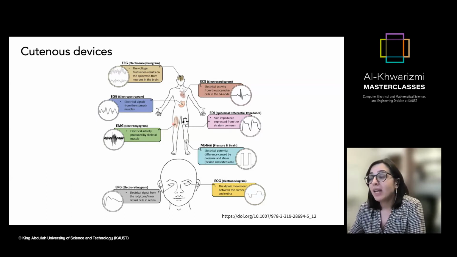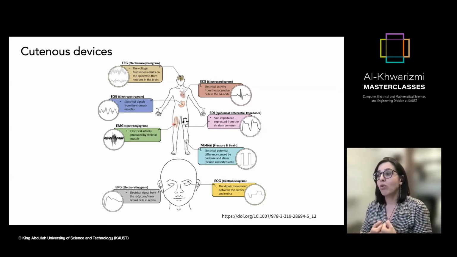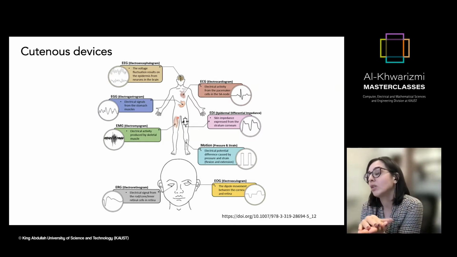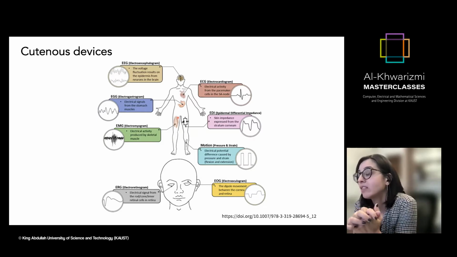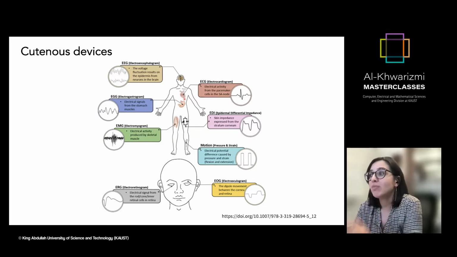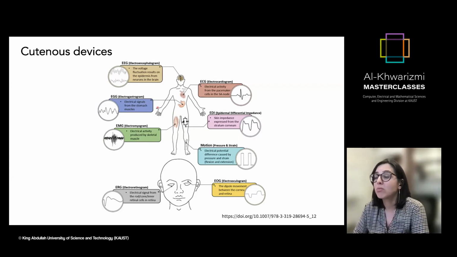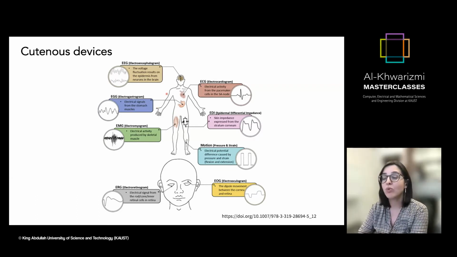Similarly, for muscle activity, muscles are also formed of electrically active cells. You can measure them if you use electrodes close to where this activity is originating. So all such applications, and similarly, maybe certain biomarkers you can detect from the sweat. You can make devices that are specific for those biomarkers and reach those signals from the surface of the skin. So these are called cutaneous devices.